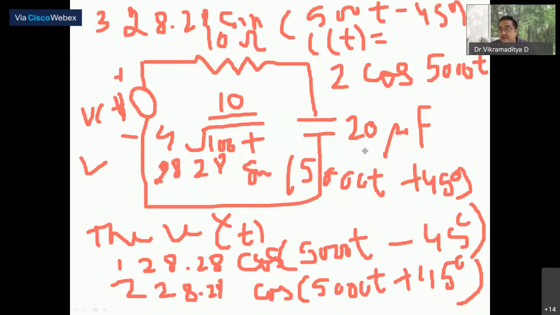1 lakh means 1 and there are 0s. So 10 lakh, how many zeros? There will be 10 raised to the power 6. So micro means 10 to the minus 6. So 10 raised to the power 6 and 10 to the power minus 6 will cancel. So how much are we left with?